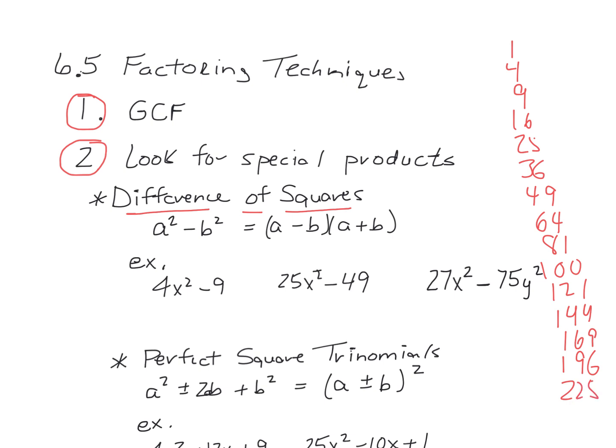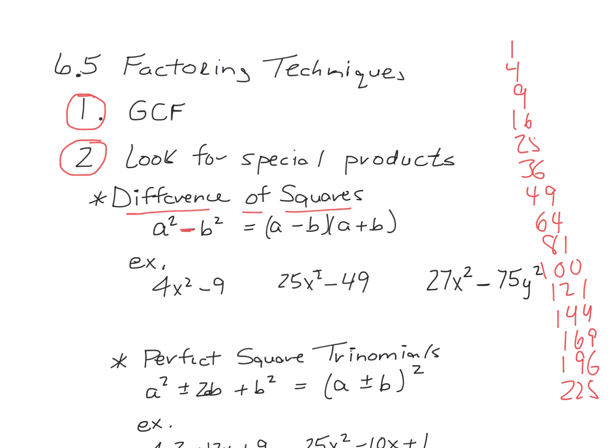So we need to just recognize when we have a difference, so we need to have a subtraction sign. We only have two terms, and they're both perfect squares. So if that's the case, the formula is if you have a squared minus b squared, you would be able to factor it to be a minus b and a plus b. Difference of squares, different signs.